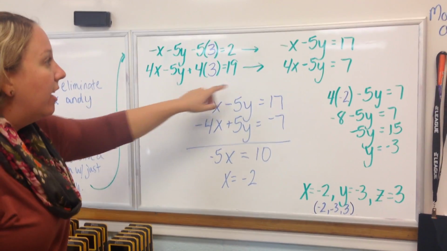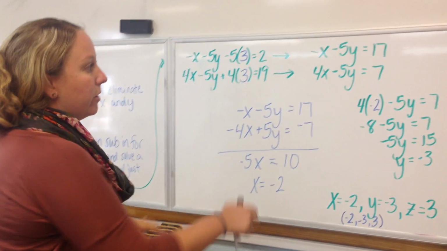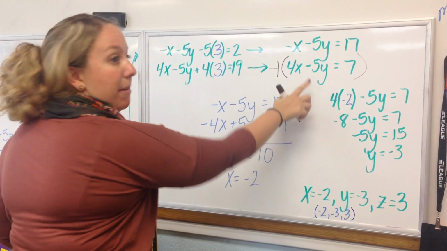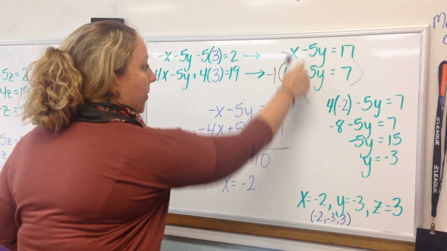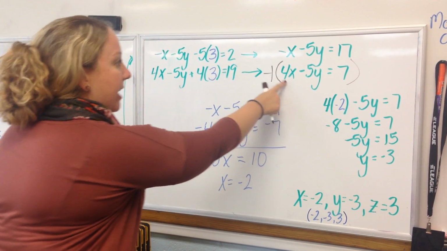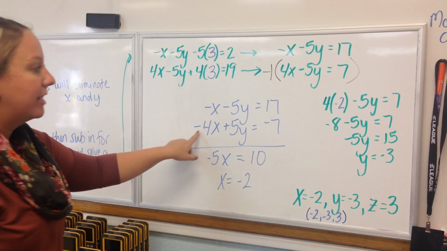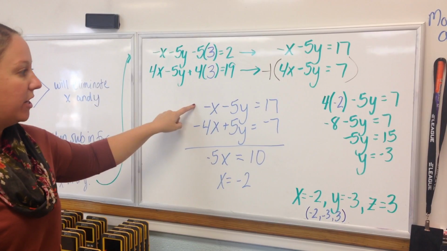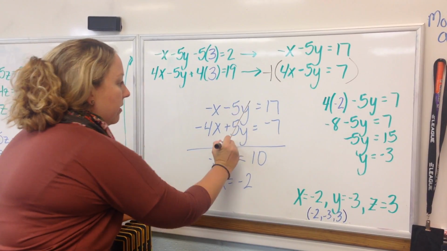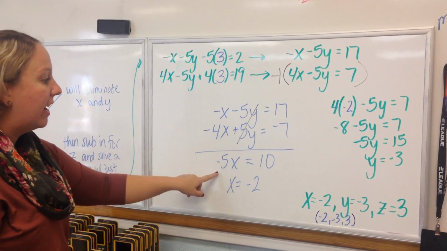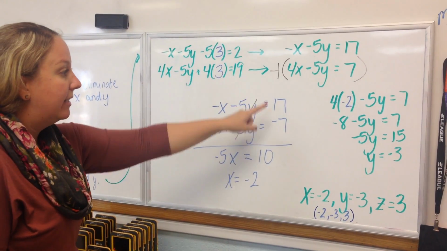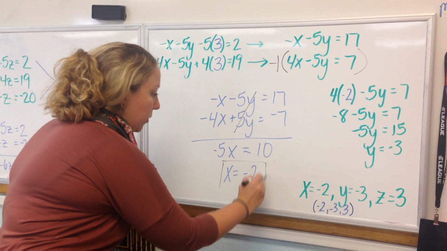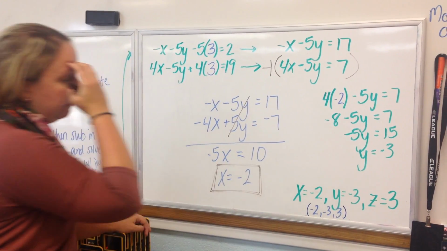From here, I know that if I multiply this equation by negative 1, I'm going to get my 5y's to cancel out. So multiplying this equation by negative 1, it becomes negative 4x plus 5y equals negative 7. Rewrite my first equation. Here these will cancel out. I have negative x minus 4x is negative 5x, and 17 minus 7 is 10. I divide by negative 5, and I have x equals negative 2 as my second answer.